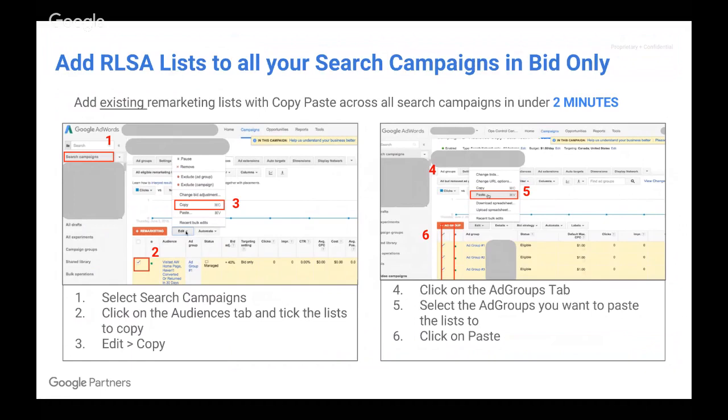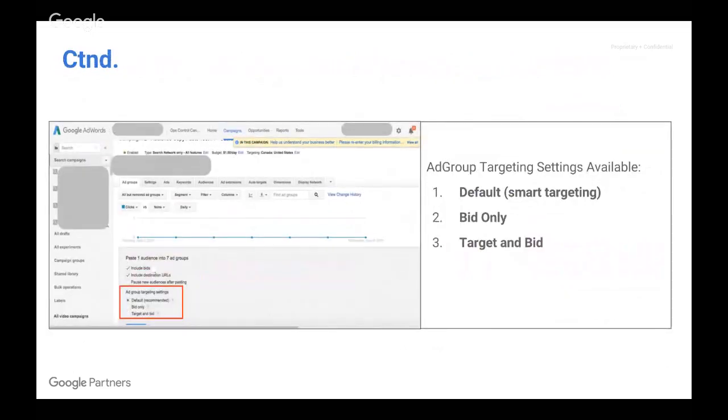Not so long ago, we developed and launched a new tool, which is the copy-paste function. So finally, we are able to copy and paste RLSA lists across the whole account. Here I have listed all the steps that you need to take, so feel free to go back to the presentation tomorrow when we upload it. Let's say that you have one ad group with 5 RLSA lists, and you want to copy all those lists to all your search campaigns. You can simply select the lists, copy them, go to the search campaigns ad groups tab, and paste them.